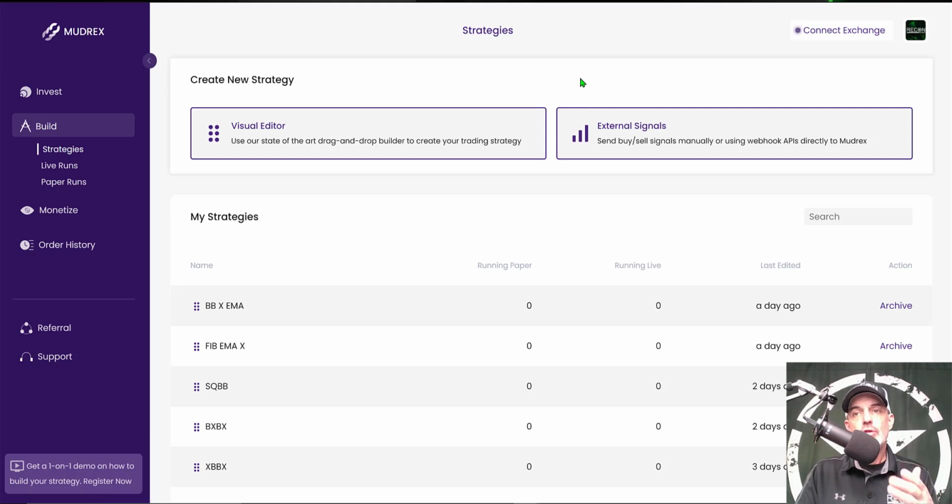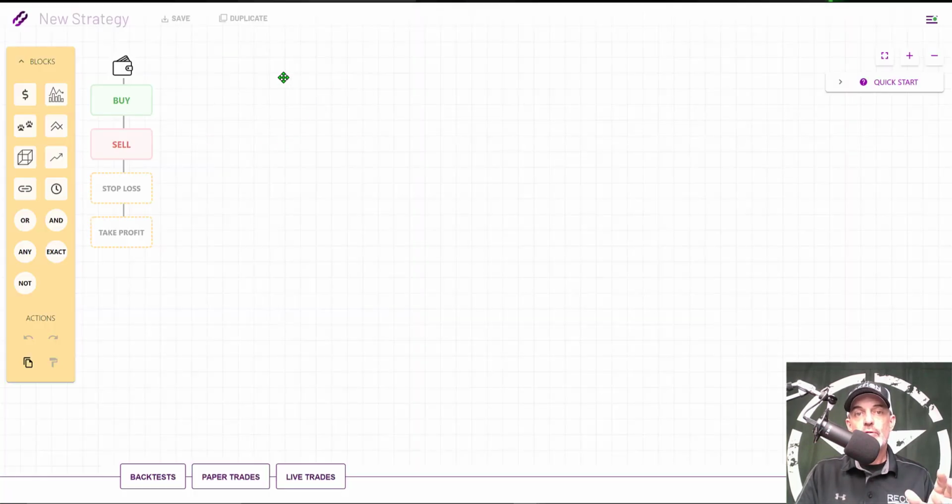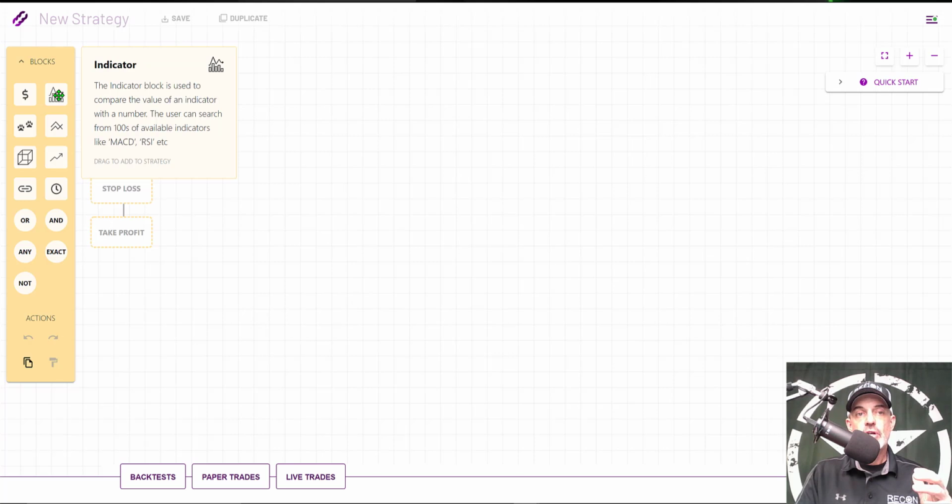So after you sign up and you log in under your user account, you would go to the Build tab over here on the left-hand side, and you would be ready to create a new strategy. In this case, we'll use the visual editor. The other option is external signals, like signals from TradingView alerts to buy and sell. But in this case, we're going to build our own algo-based trading strategy. So I click on Visual Editor, and that brings me over to the Visual Editor dashboard. Everything over here is pretty much click and drag and drop, and so I can choose what blocks I want to add to my strategy.